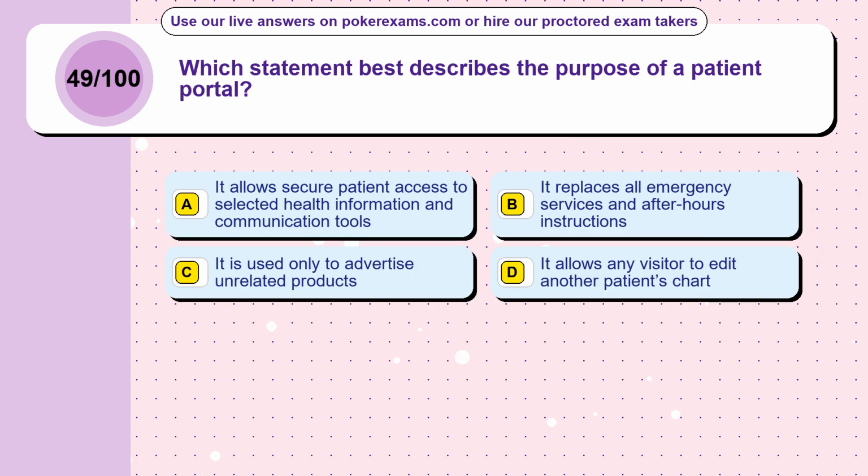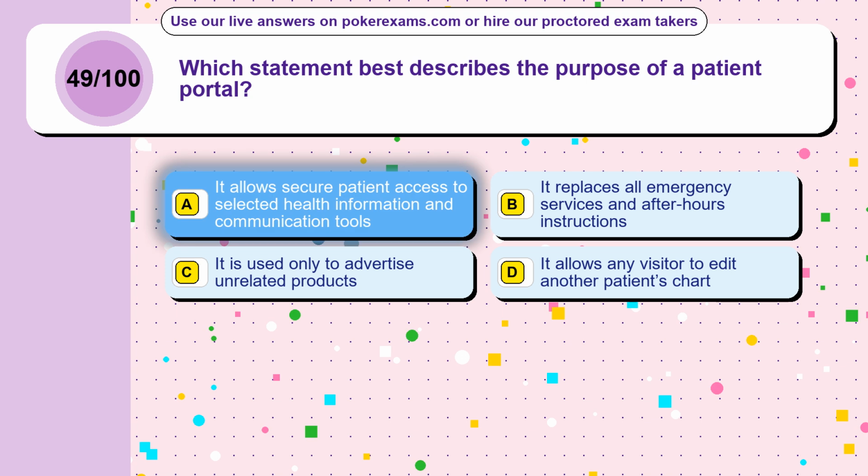Question 49. Which statement best describes the purpose of a patient portal? Option A. It allows secure patient access to selected health information and communication tools. Option B. It replaces all emergency services and after-hours instructions. Option C. It is used only to advertise unrelated products. Option D. It allows any visitor to edit another patient's chart.